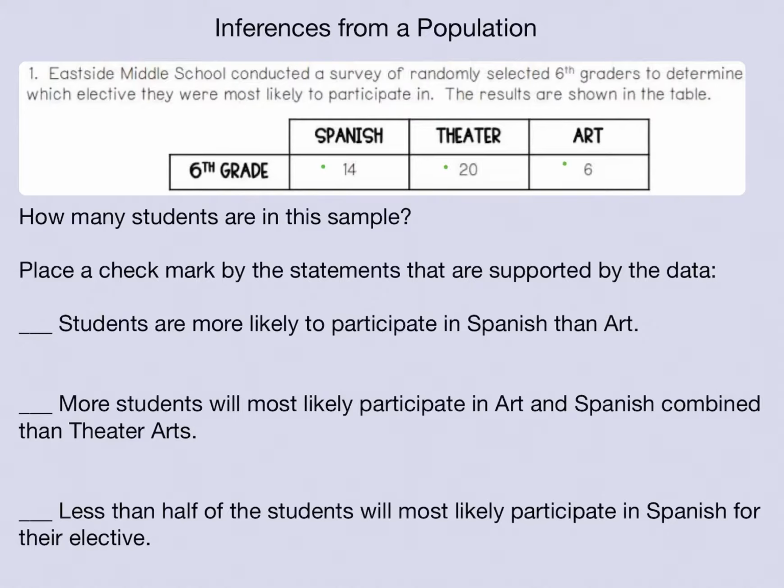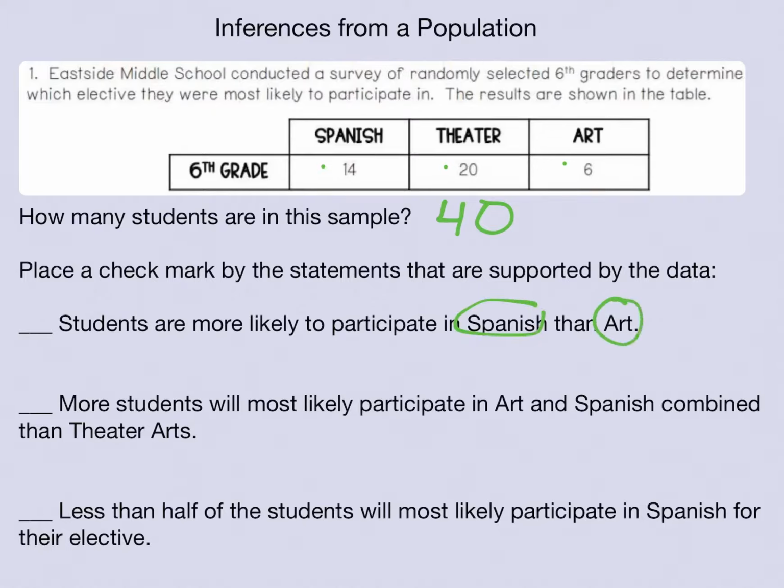When you add up 14, 20, and 6, we get 40 total students for this sample. This will help us out in evaluating our statements. We're going to place a check mark by the statements that are supported by the data, and we're going to look at 3 different ones. The first one we're going to look at is students are more likely to participate in Spanish than art.